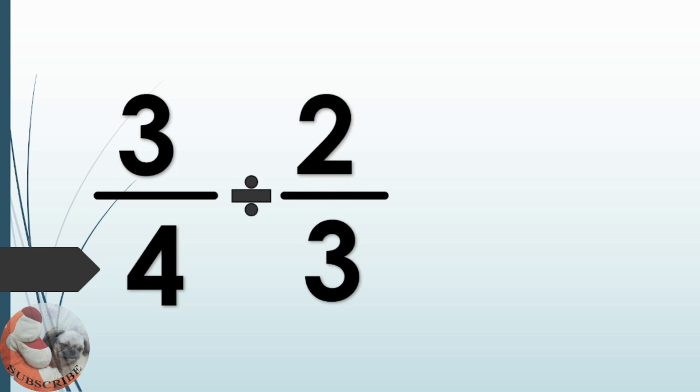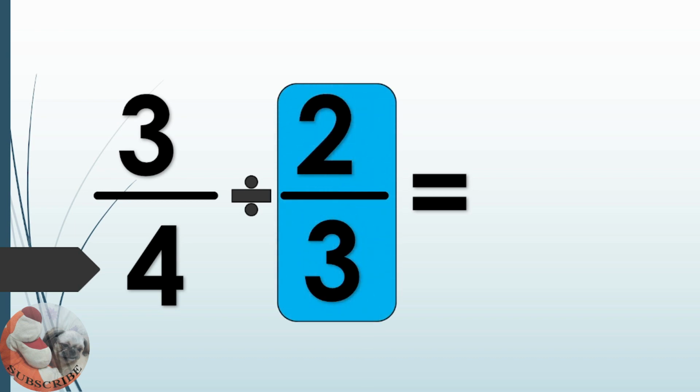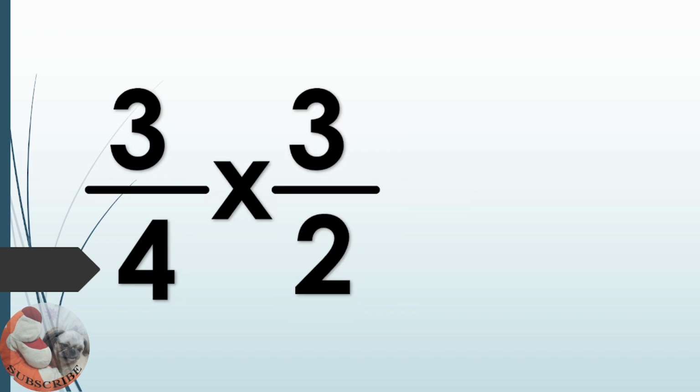Next example, 3/4 divided by 2/3 is equal to, again, you have to get the reciprocal of the divisor. The divisor is 2/3. And the reciprocal is 3/2. Then you will change the division into multiplication process. You can now multiply the numerator by the numerator.